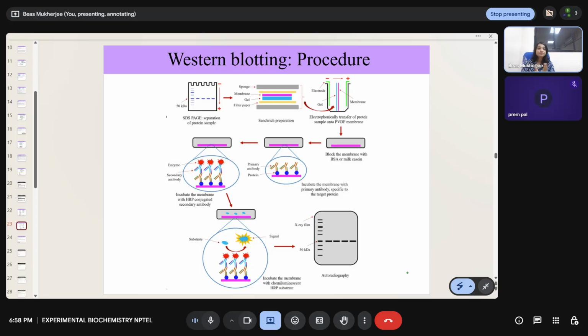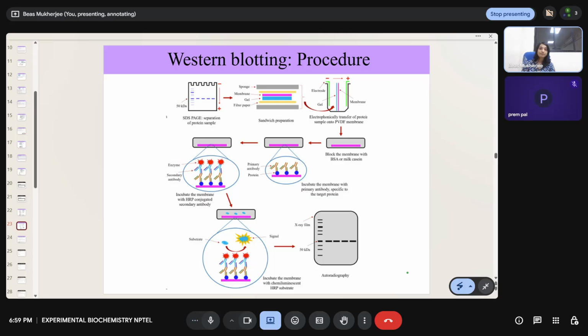Then what do you do? Then you block the membrane. So using BSA. What is BSA? This is bovine serum albumin, right? So bovine serum albumin or milk casein. We also use SM powder. So what is SM powder? That is also milk powder, normal milk powder that you get, right? So using BSA, using SM powder, whatever, you block the membrane. Okay. Now, next what is that?